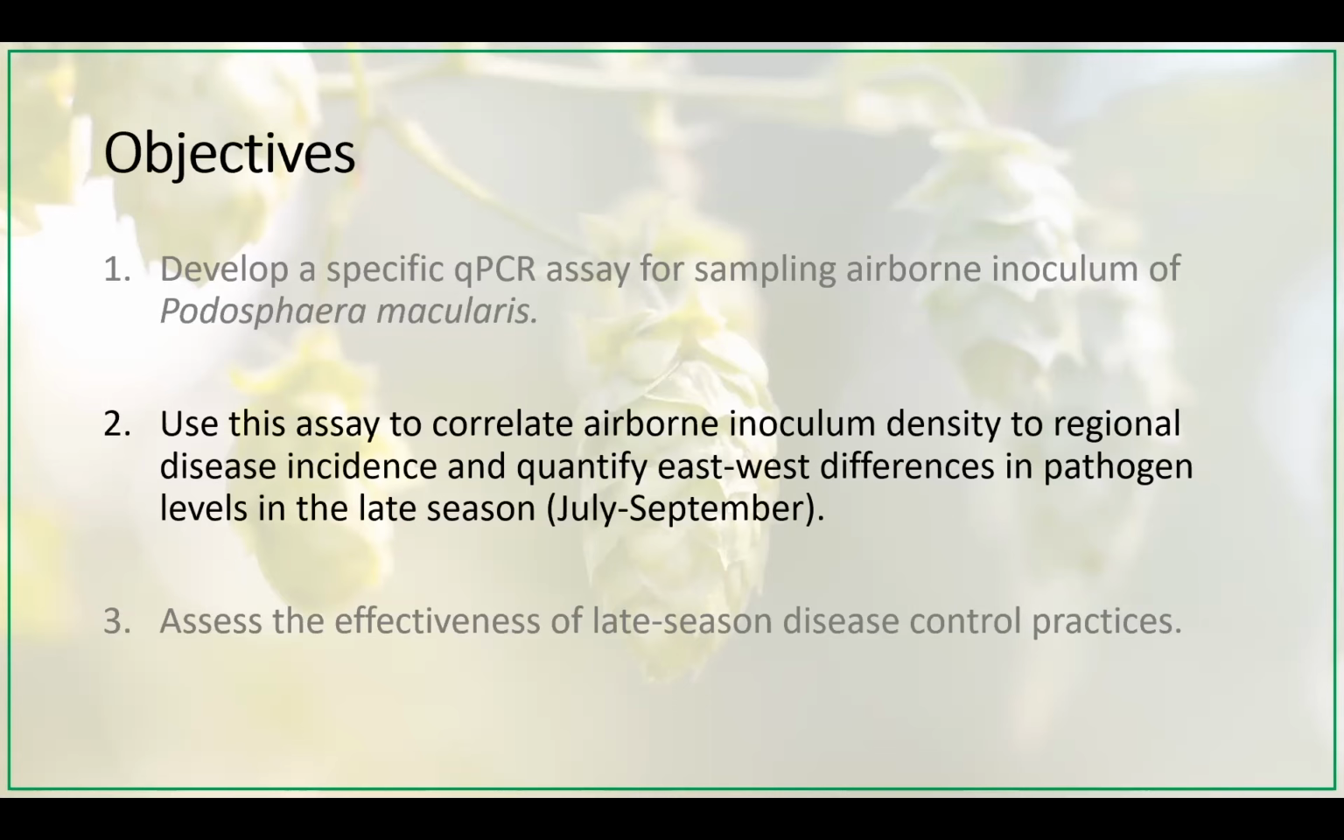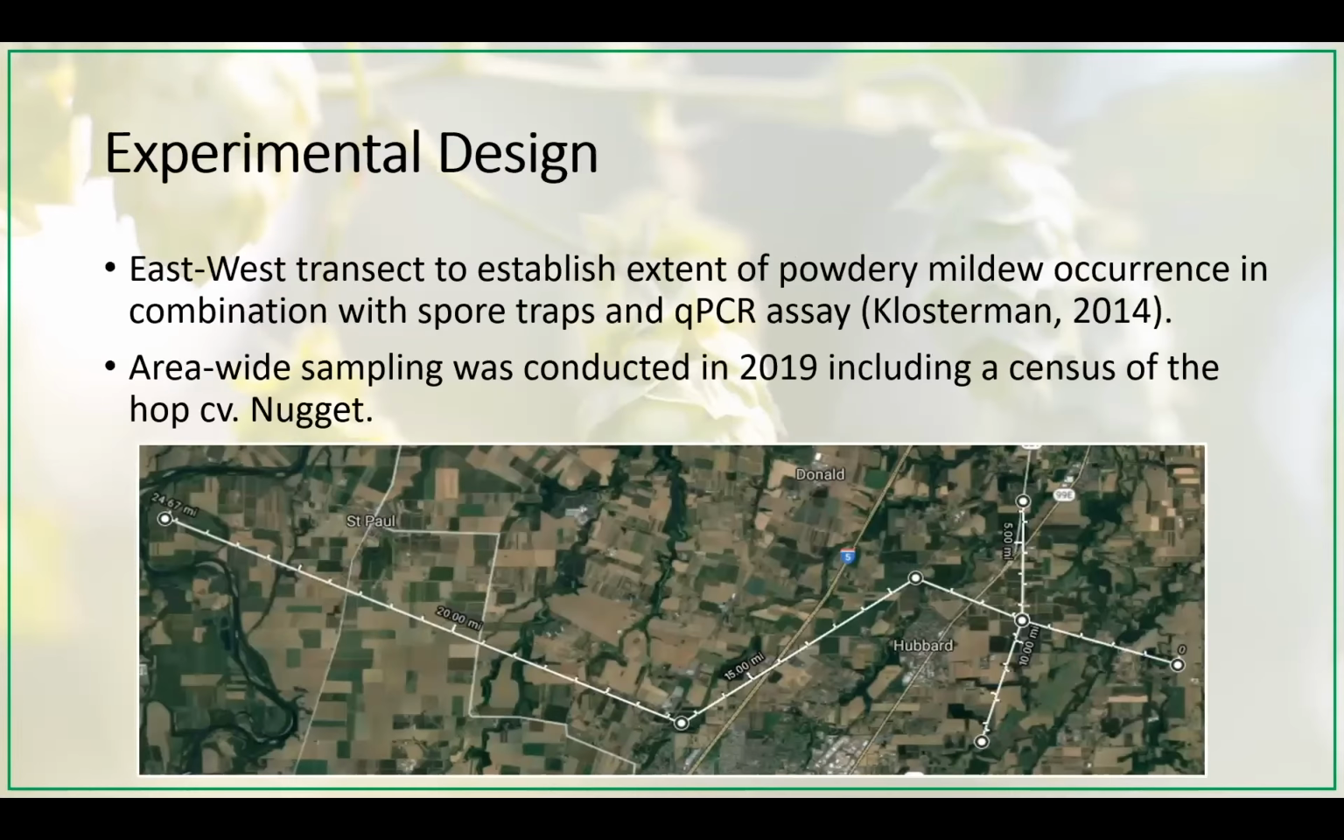So my experimental design: we developed an east to west transect to establish the extent of powdery mildew occurrence. And we set up spore traps in a quadrat here on the eastern side, in the center, and then in the western side. And then we have spore traps around this easternmost area to see how powdery mildew levels change at distances away from that central site.